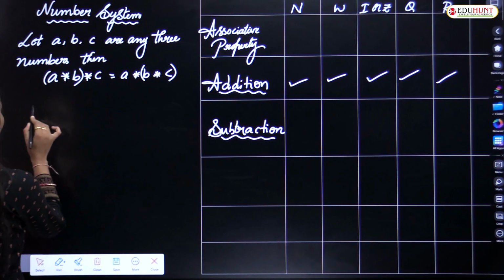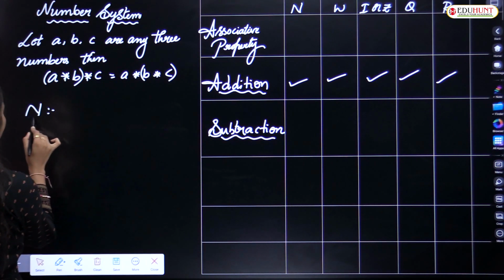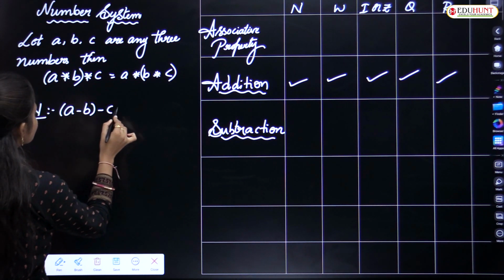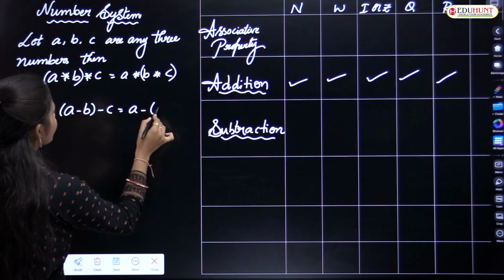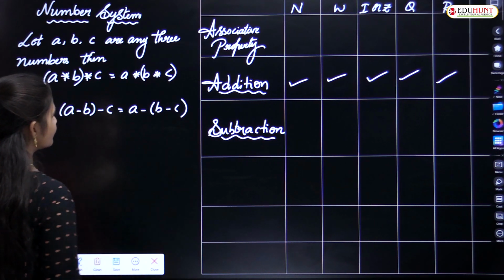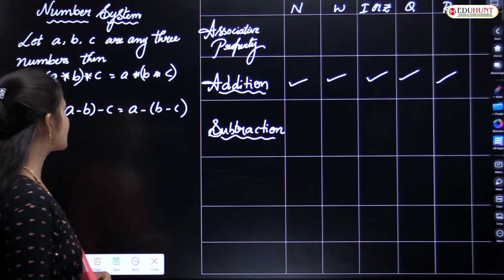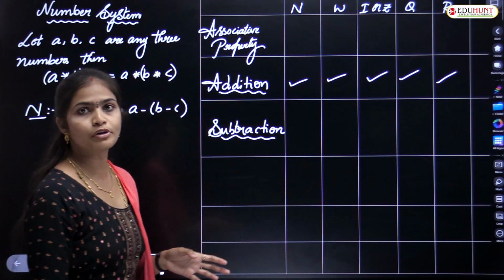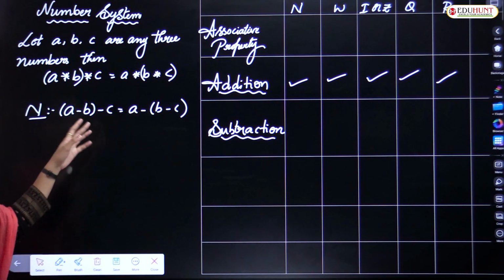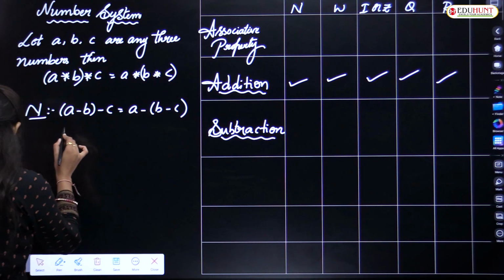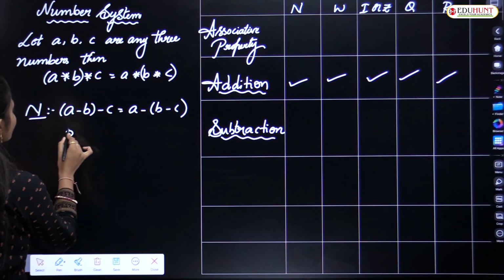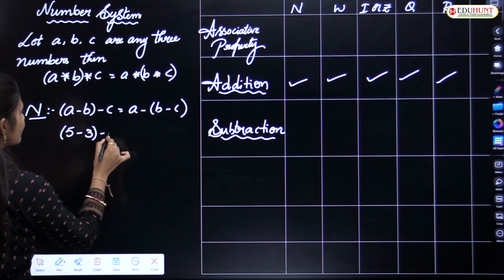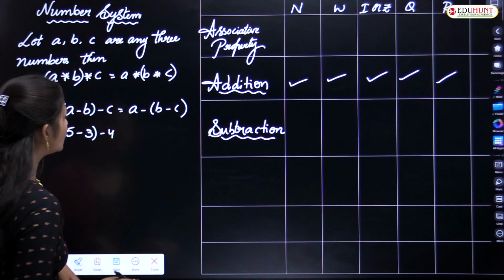Okay, under subtraction, for natural numbers, what is the condition? a minus b minus c should be equal to a minus of b minus c. At the place of the star we have to apply the fundamental operation, no? So like this way you will get. So here I am going to take a is equal to 5, b is equal to 3 and c is equal to 4. 5, 3, 4.